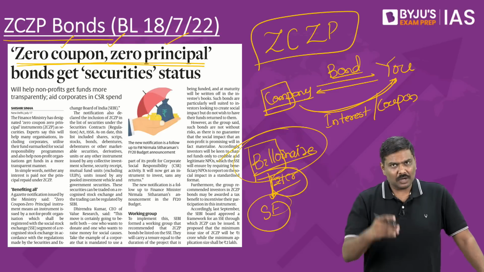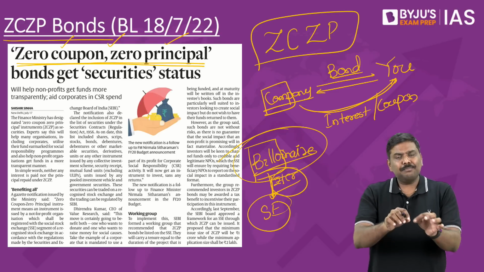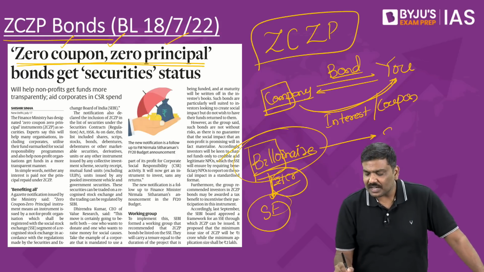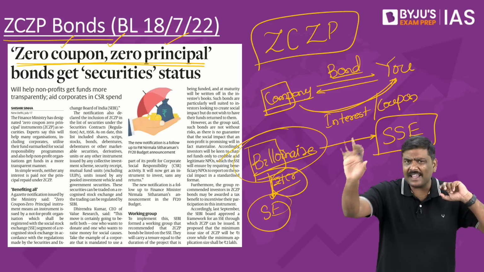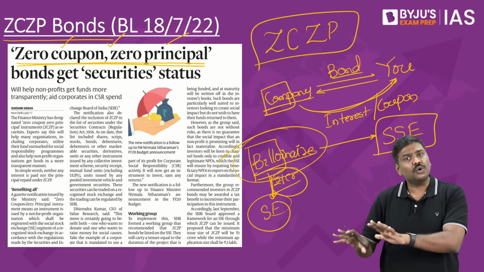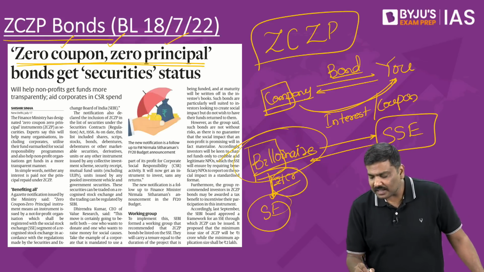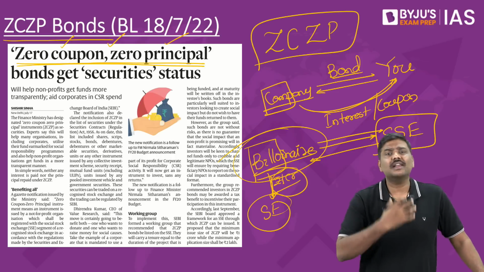Same example: you are a billionaire, you want to give for charity. Rather than simply giving a check, rather than giving money directly, you will go to social stock exchanges. Yes, SE, social stock exchanges. Just like the Bombay Stock Exchange and the National Stock Exchange, now there is a social stock exchange. And you will purchase the bonds and give money to, let's say, a charitable, non-profit organization.